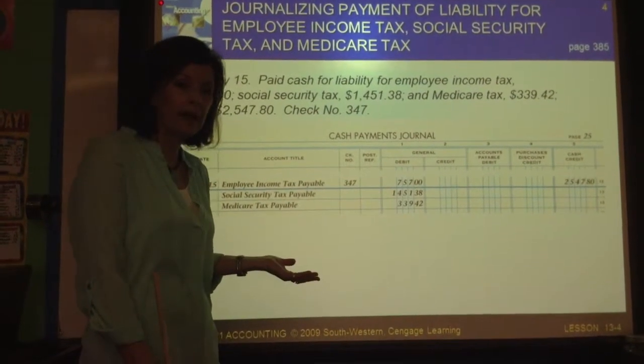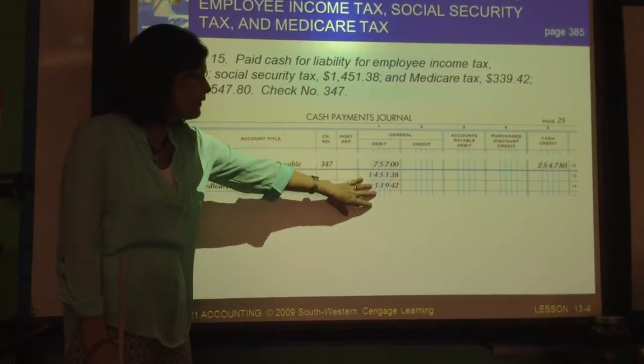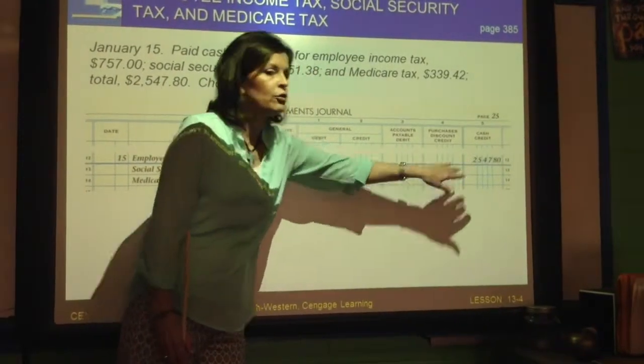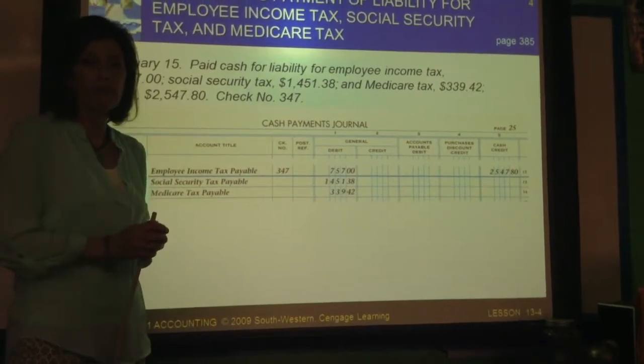which made it 2.9. And so you put these three down as general debits, and then you add the total together, and this would be the amount of the check that you would have to write to send it to the appropriate place to pay for your taxes.